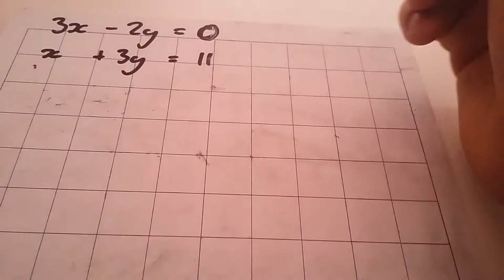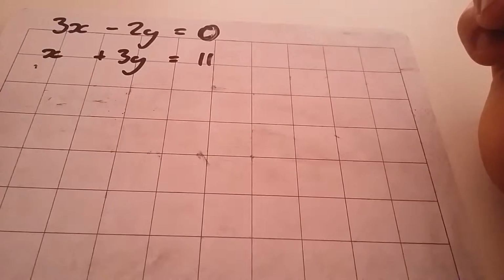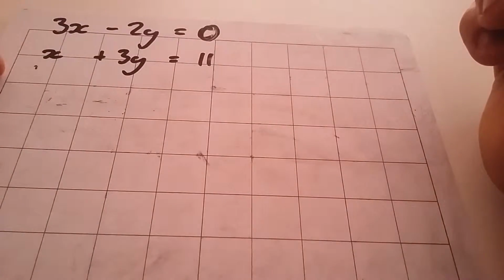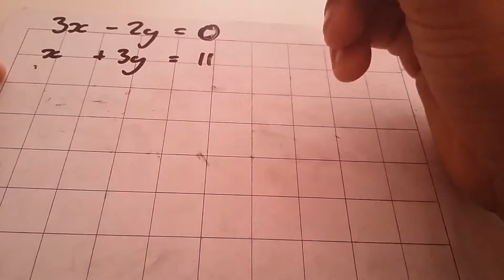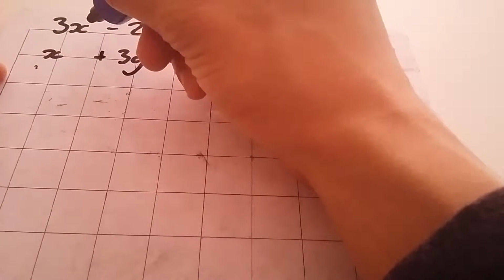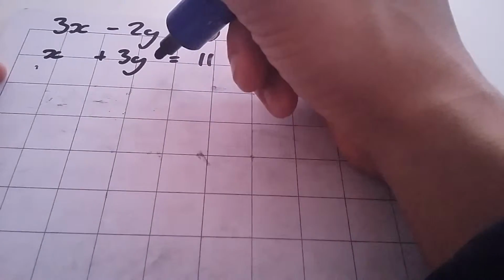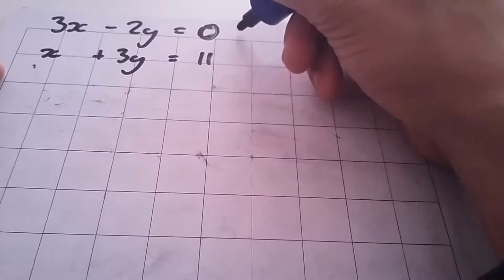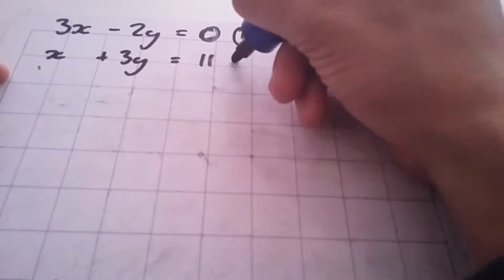Okay, so solving simultaneous equations, the main aim is to eliminate letters in both of the equations first. Now, problem. We've got a different amount of x's here and a different amount of x's here. So we've got 3x's here and 1x here, negative 2y and 3y. So what will I do? I'm going to call this equation 1. I'm going to call this equation 2.